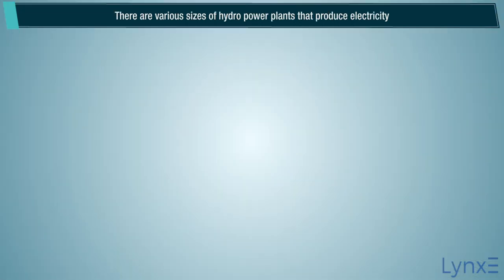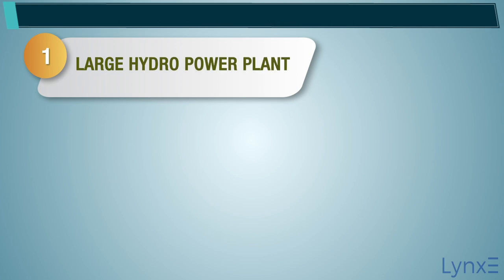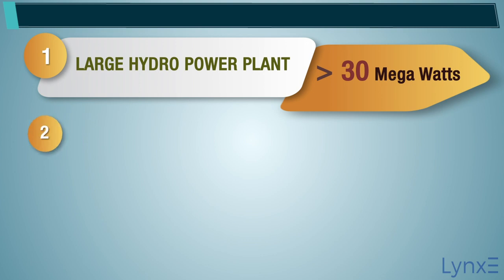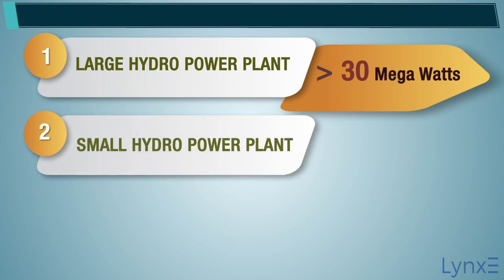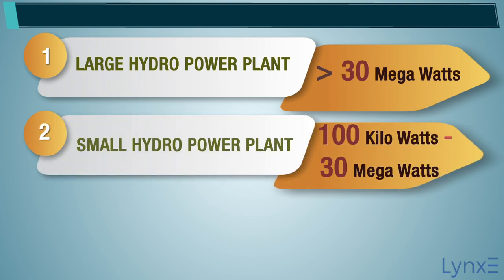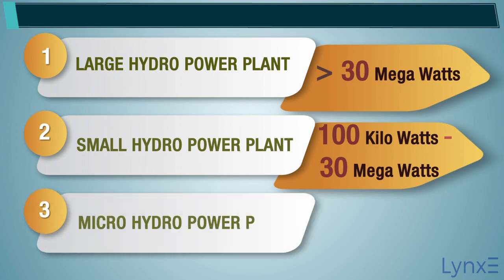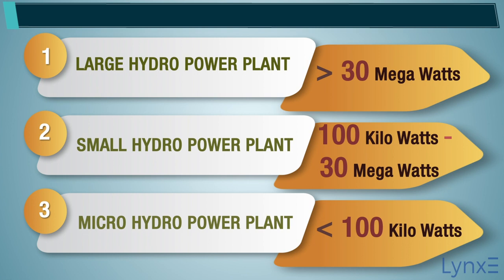There are various sizes of hydropower plants that produce electricity. A large hydropower plant has a capacity of more than 30 megawatts. A small hydropower plant has a capacity of 100 kilowatts to 30 megawatts. A micro hydropower plant has a capacity of less than 100 kilowatts.